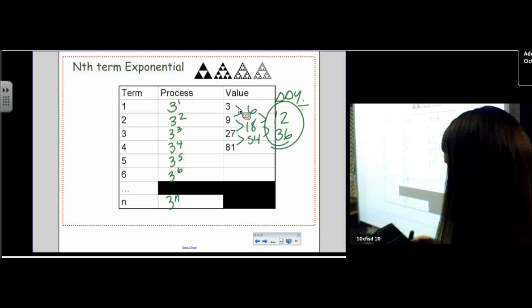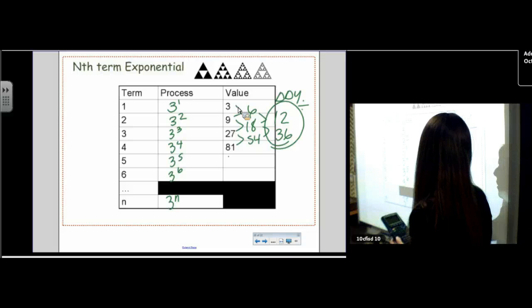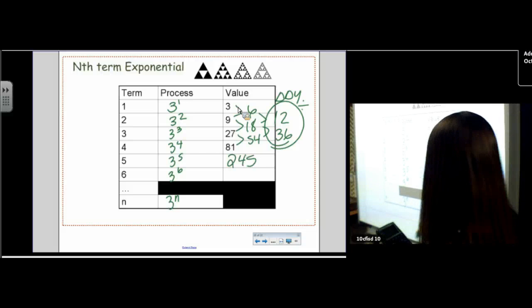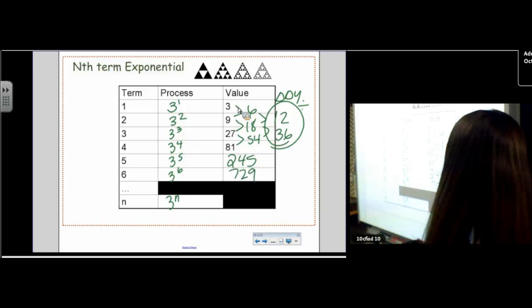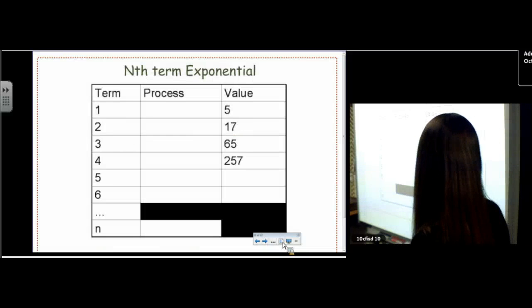So how many triangles would be in step 5? 243. And how many triangles would be in step 6? 729. That is exponential. Okay, let's try another one.